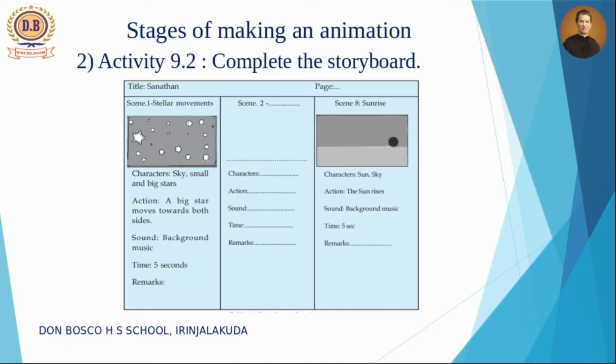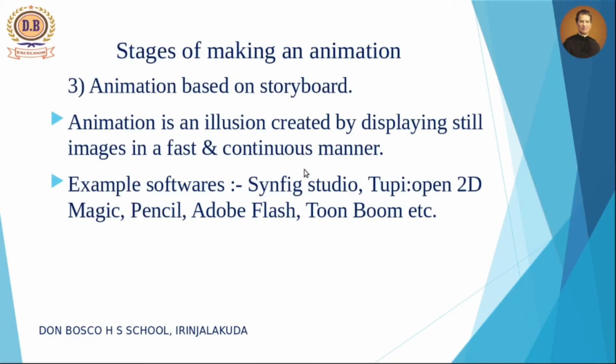So the second step is we want to create a storyboard according to the story. In the first step we have to design the characters in that story. The second stage is we have to complete the storyboard. So here is the image of creating a storyboard. According to that story we can design the storyboard. And the last step is the animation based on the storyboard. As of now we have created one storyboard, so according to that storyboard we have to make the animation.